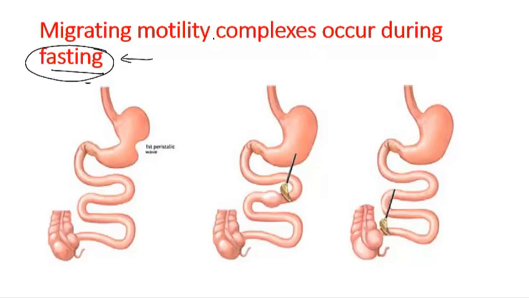But after a meal is digested, during the interdigestive period, which means there is a gap between two digestions, the segmentation is replaced by the migrating motility complexes. Migrating motility complexes are nothing but peristaltic waves from the stomach to the ileum that sweep the undigested material towards the terminal ileum. That is a kind of fasting.